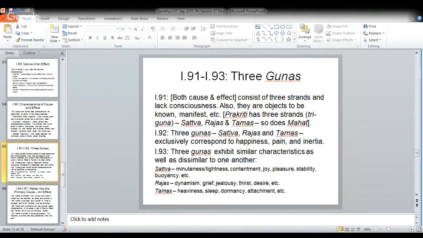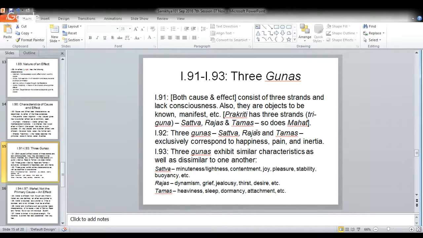Similar in the sense, Sattva gives rise to happiness, but then there are other possibilities. Sattva can give rise to minuteness, lightness, contentment, joy, pleasure, stability, buoyancy, etc. So it is dissimilar to Rajas and Tamas, but it has a long list of other similar experiences, so to say. The same is true with Rajas. Rajas is pain only, which makes it dissimilar from Sattva and Tamas.